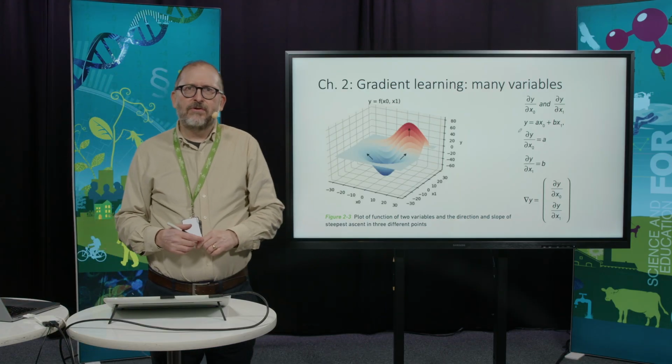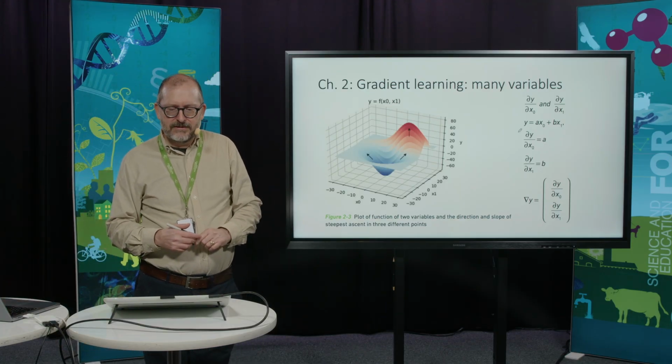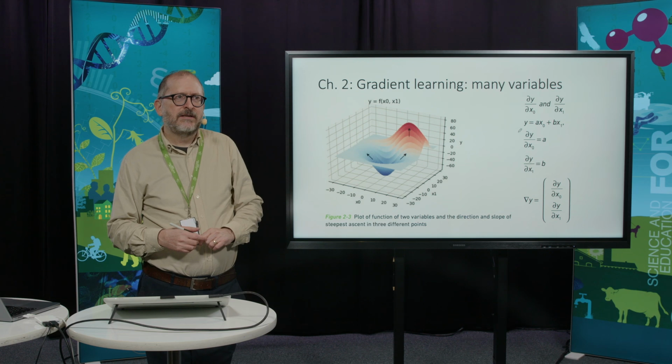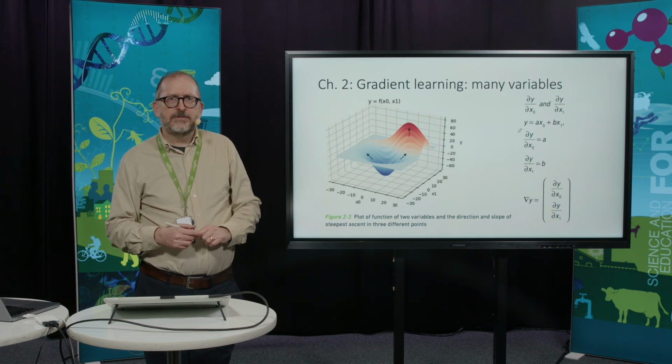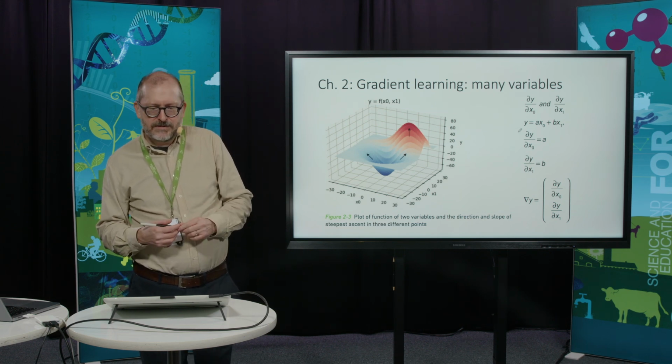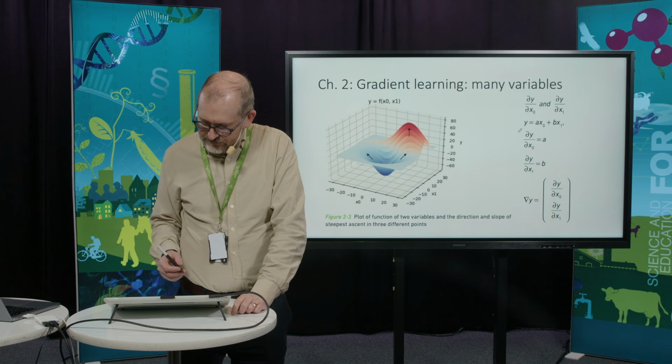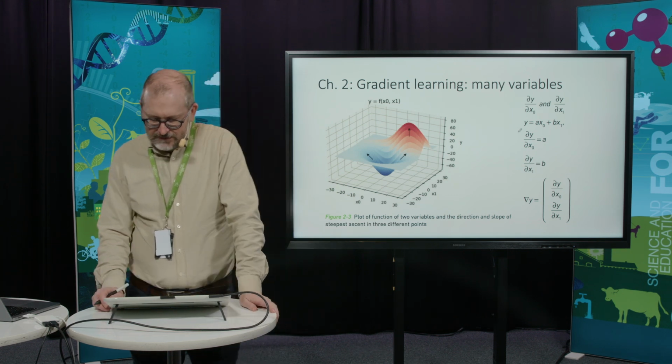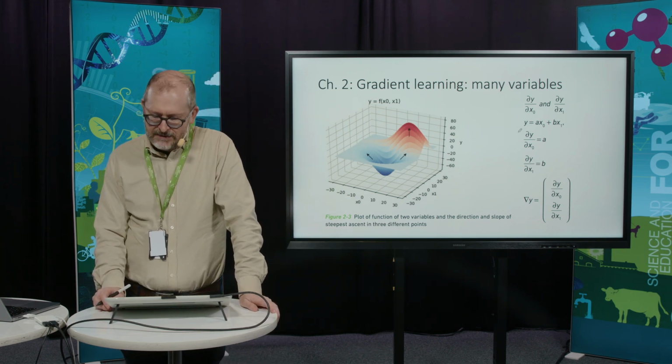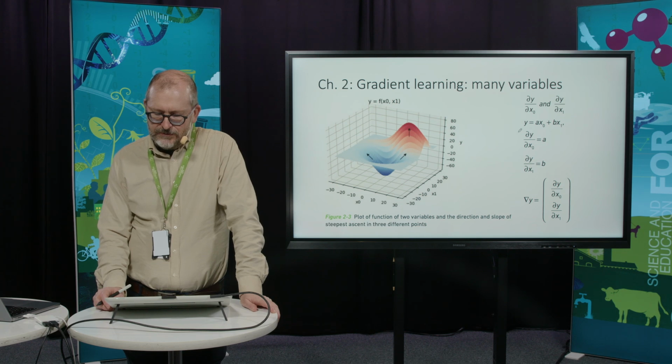So that was for the one-dimensional case, but in machine learning, you're typically going to be multi-dimensional. It could be even millions of dimensions. So what do we do then? Well, then we just generalize that, and we have to use partial derivatives.